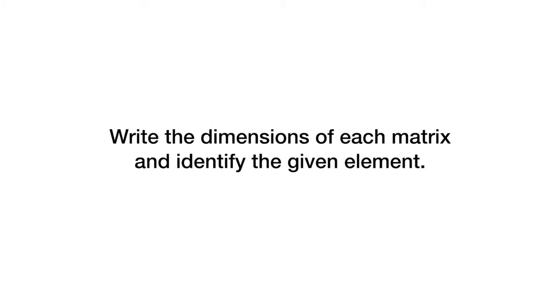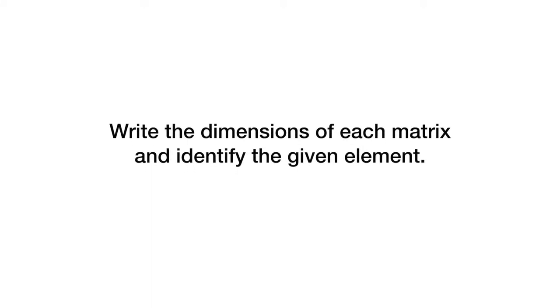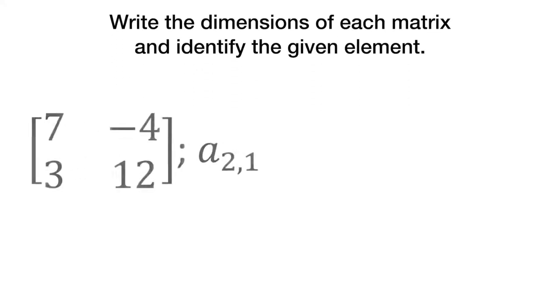So, we're now going to try this out. We are going to write the dimensions of each matrix and identify the given element. So, here's our first matrix: 7, -4, 3, and 12. Now, as I said, a matrix is made up of rows and columns. So in this case, there are 2 rows and 2 columns. So this is a 2 by 2 matrix.